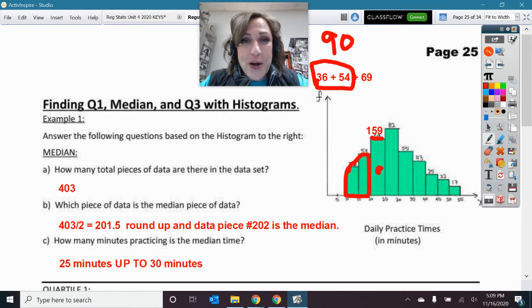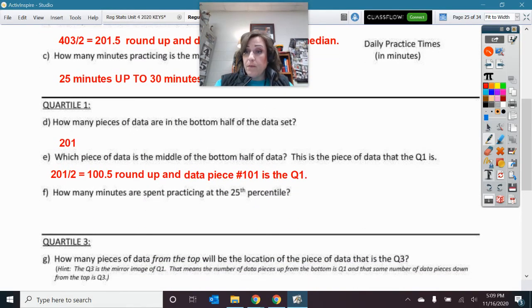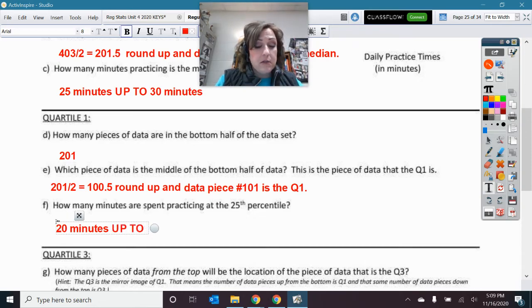Somewhere in that bar. So my Q1 is from 20 up to 25, not including 25. So my Q1, the 25th percentile, is from 20 minutes up to, not including, 25 minutes.